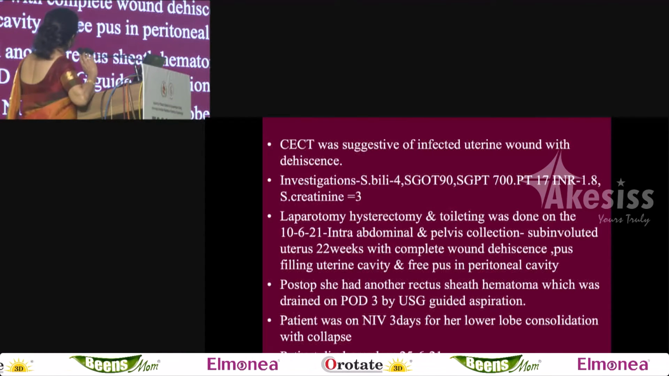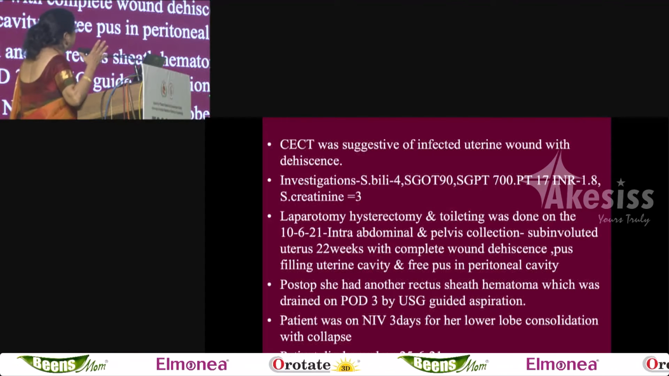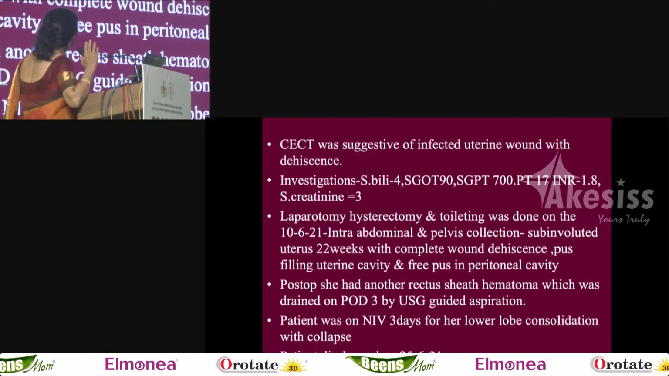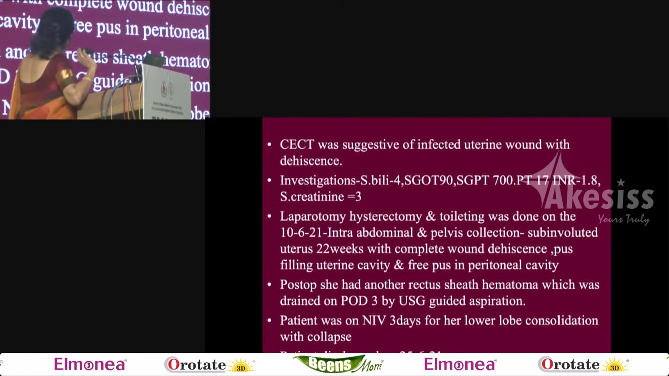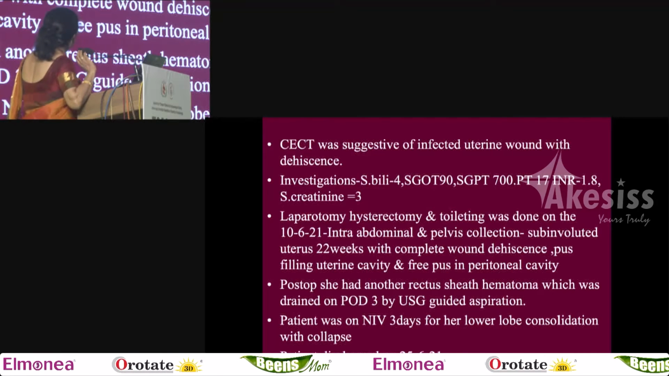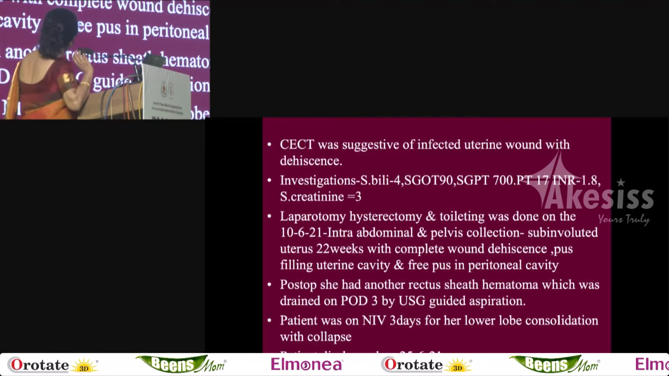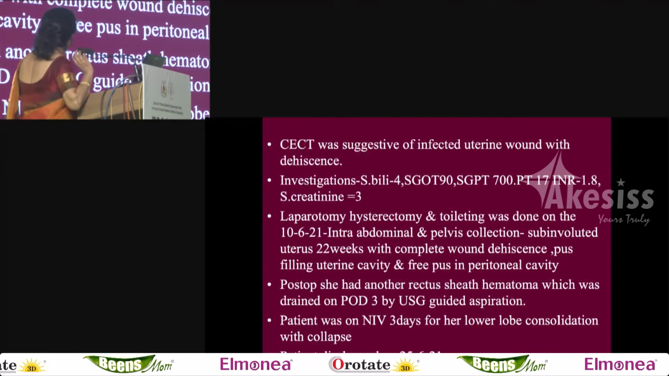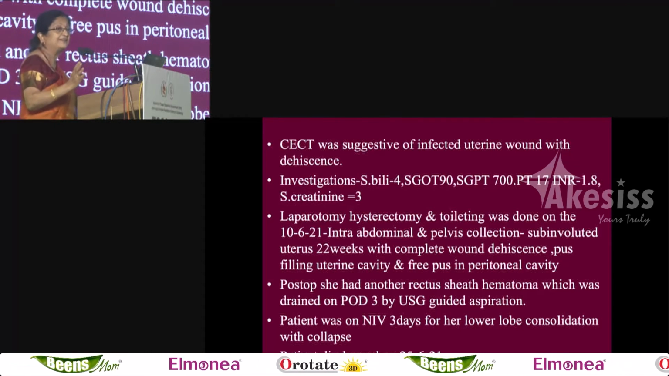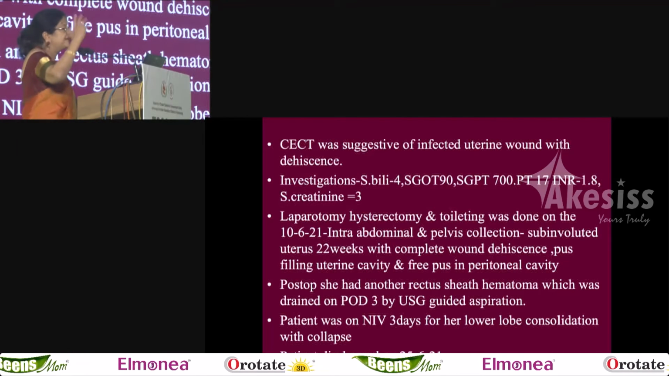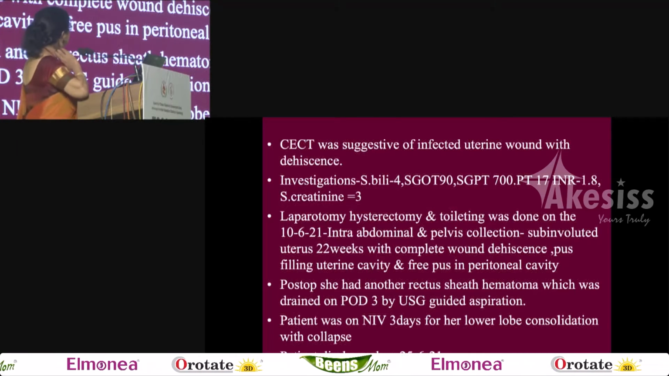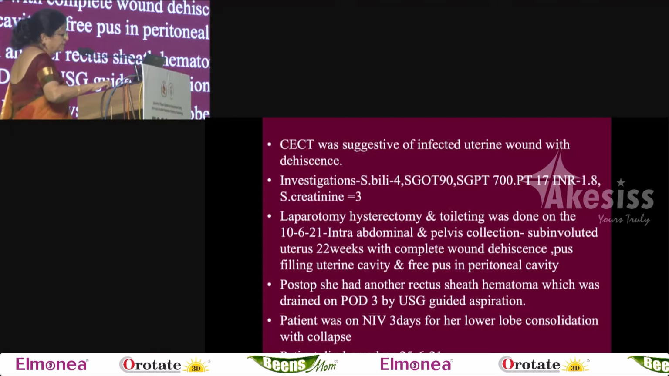And post-operatively, she had one rectus sheath hematoma when we looked after her. On the 3rd day, we just put a needle and aspirated it. And then she was put on NIV for 3 days for a lower lobe consolidation with collapse, and she was discharged on the 25th. So she's gone home fine. So there were a lot of good things that were done. Dr. Kameswari, can you tell us what?